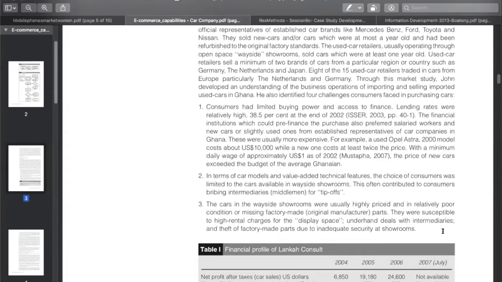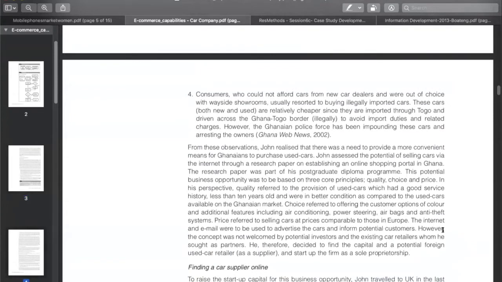They were susceptible to high interest rates, high rental charges for the display space, hand deals with intermediaries, and the theft of factory-made parts due to inadequate security at showrooms. Consumers who could not afford the cars from new car dealers and were out of choice from wayside showrooms usually resorted to buying illegally imported cars.